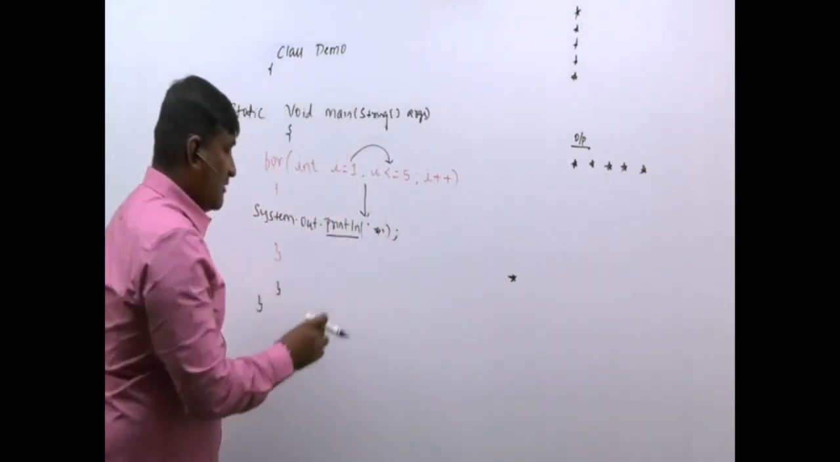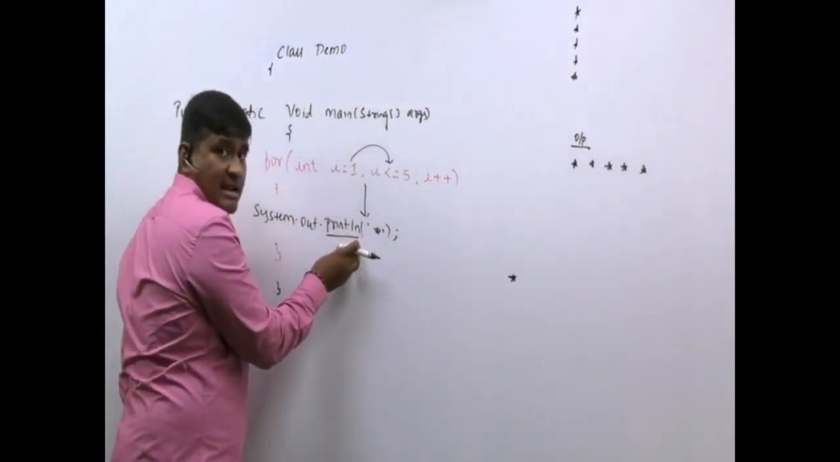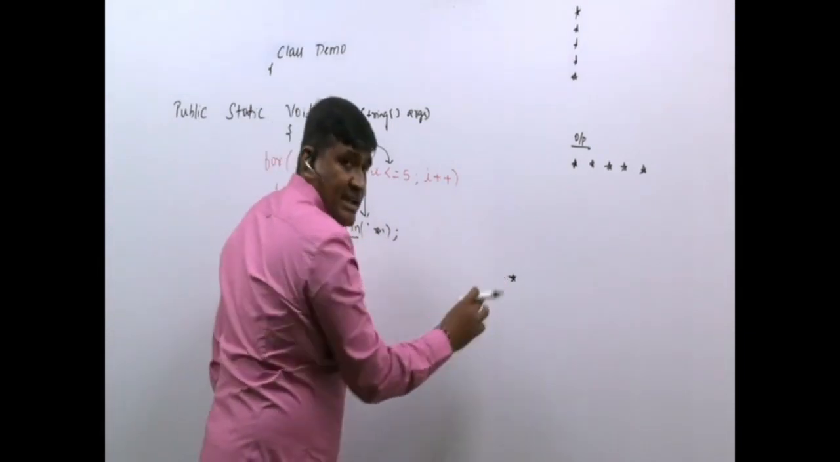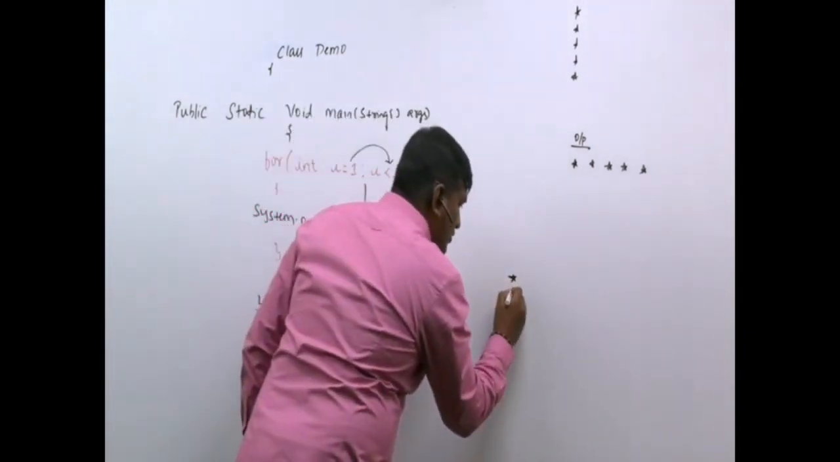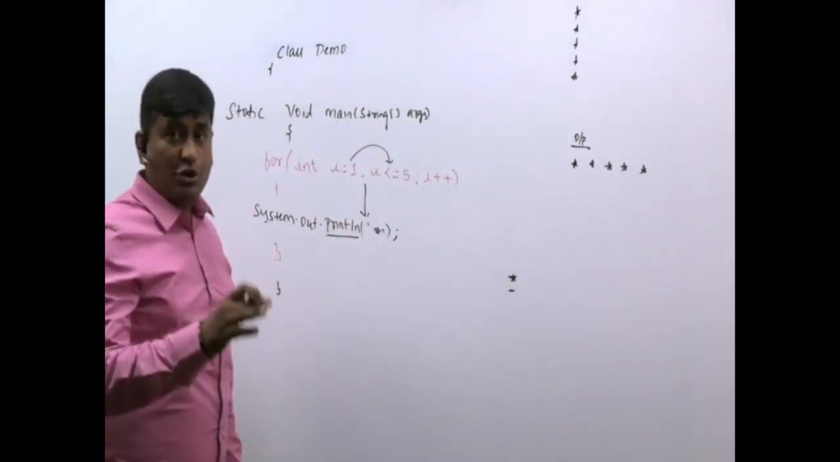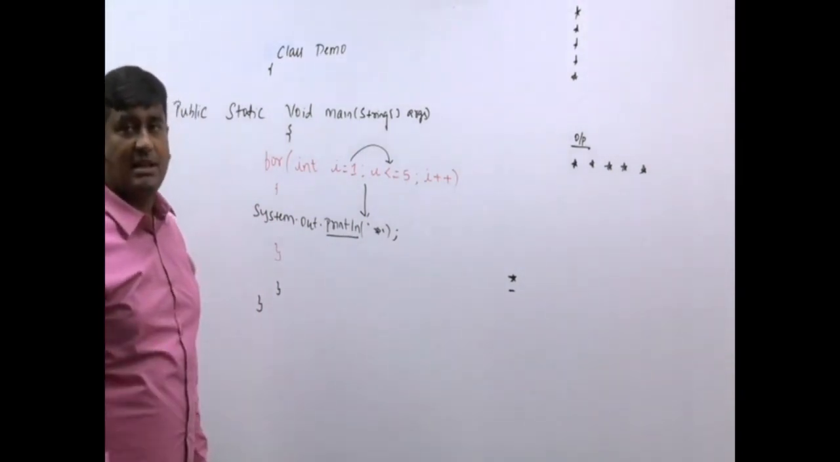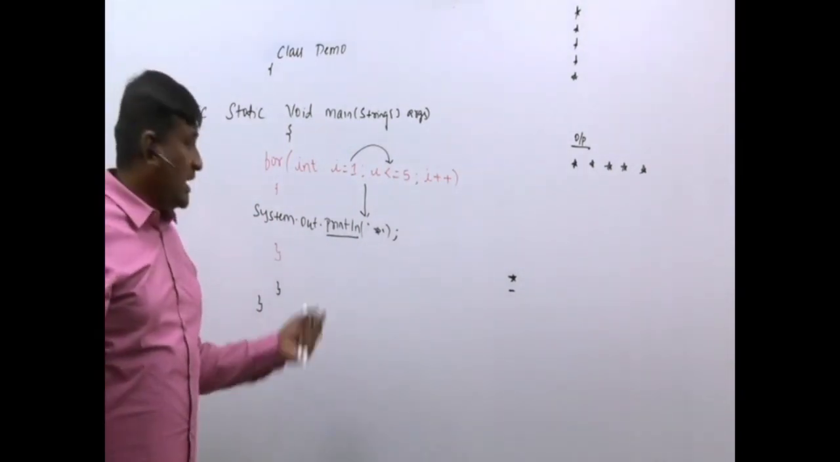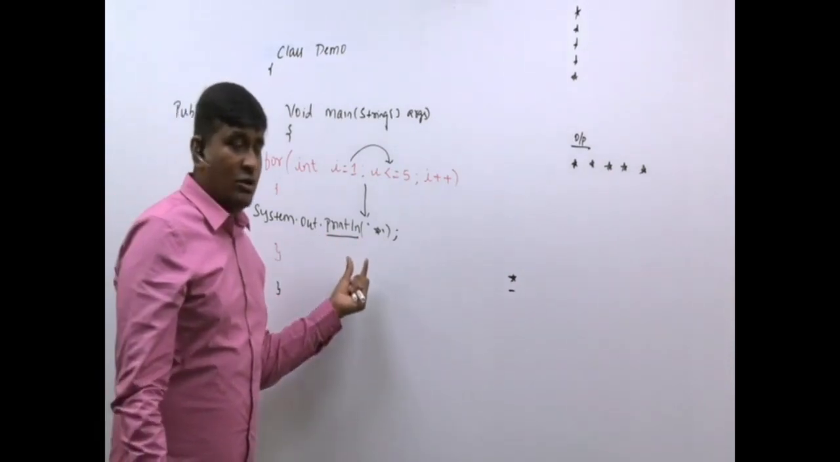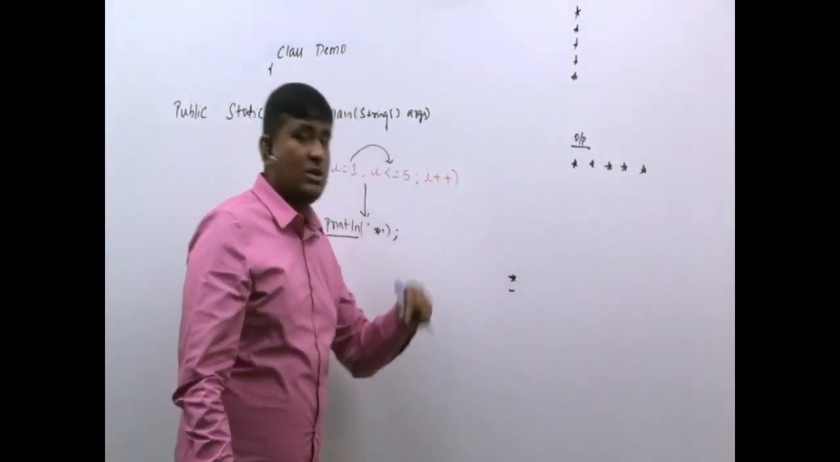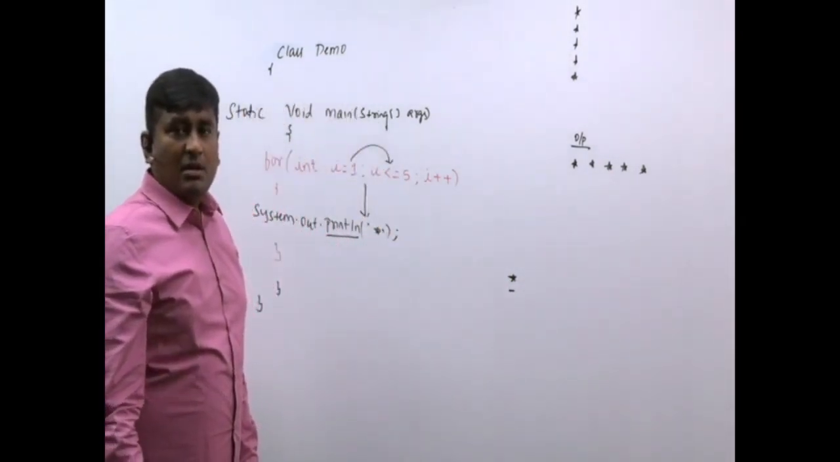Always remember, whenever you use println, after displaying, the cursor will immediately go to the next line. I will show you when I execute, that one blinking cursor will be there. So whenever you use println, after printing whatever it wants to print, the cursor will go to the next line actually. Oh, next what, sir?